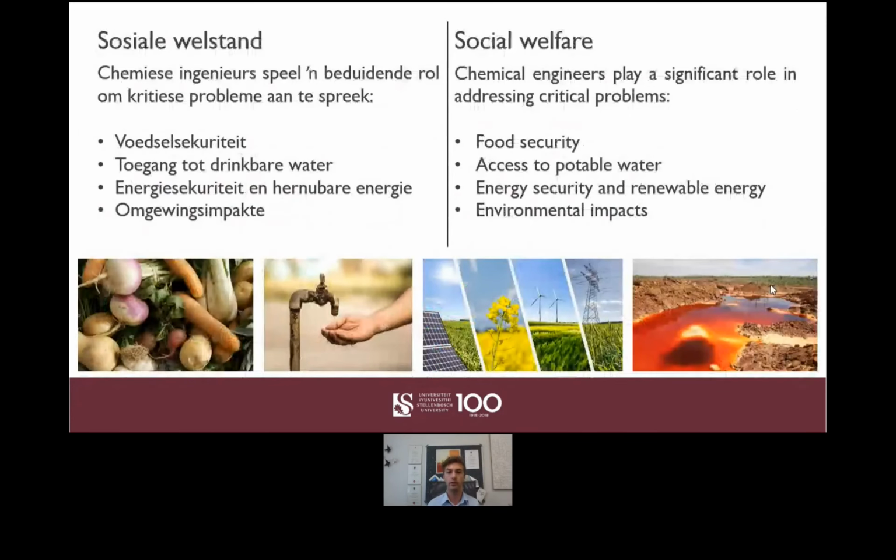Chemical engineers are very concerned with social welfare and how to improve society. We use our skills and our problem-solving ability to address such critical problems as food security, access to potable water. For instance, in our department, we have a professor who's developed a membrane-based water purification technology that can be used in rural areas where there's no access to electricity or any other materials, so that we can roll out potable water to all people of South Africa. We're also involved with energy security, renewable energy, and making sure that the environmental impacts of new and old processes are reduced, minimized, and eliminated.